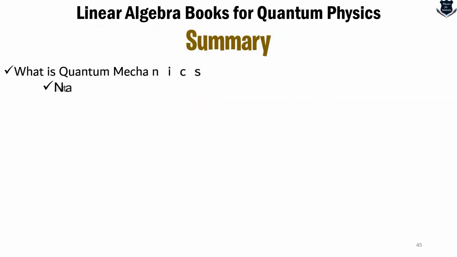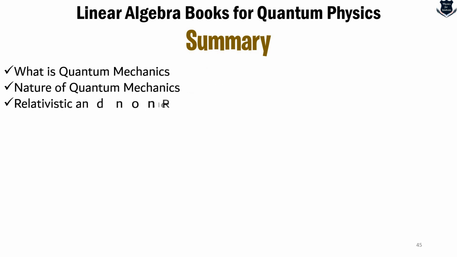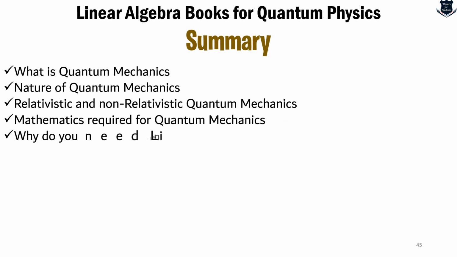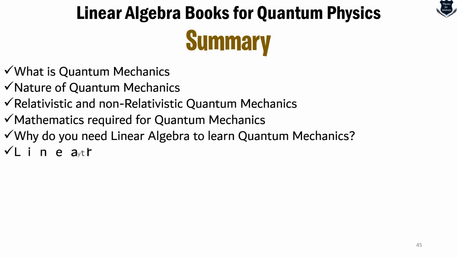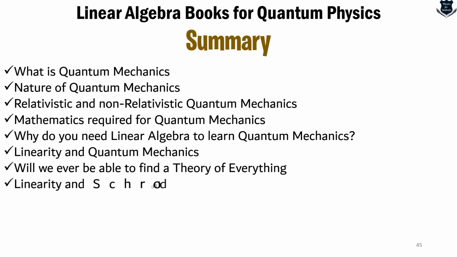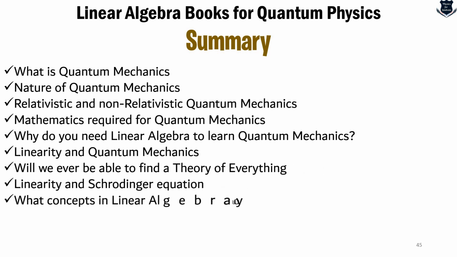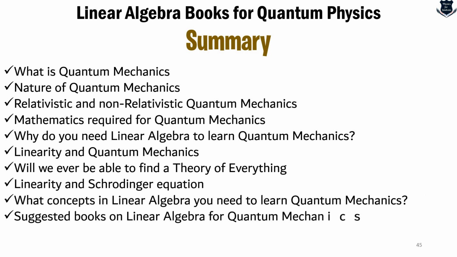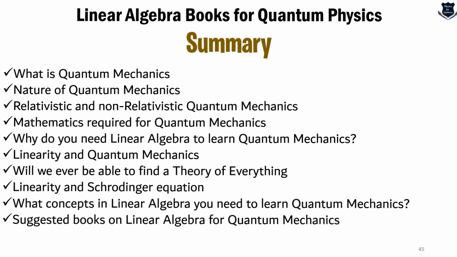Here is a quick summary. We learned what quantum mechanics is. We learned the nature of quantum mechanics, relativistic, non-relativistic, the mathematics that is required. Most importantly, the connection between linear algebra and quantum physics, the linearity in quantum mechanics. Will we ever be able to find a theory of everything, linearity and the Schrodinger equation? What are the concepts and what are the suggested books on linear algebra? This is a quick summary of what we learned in today's video.